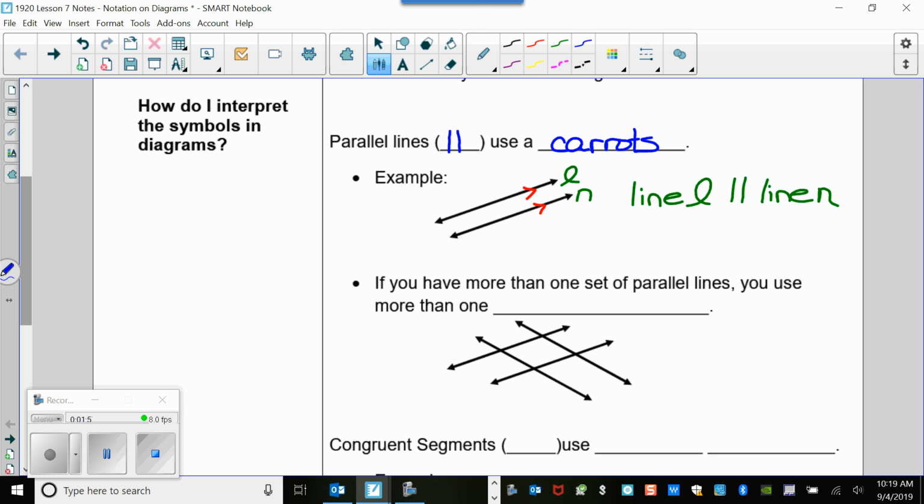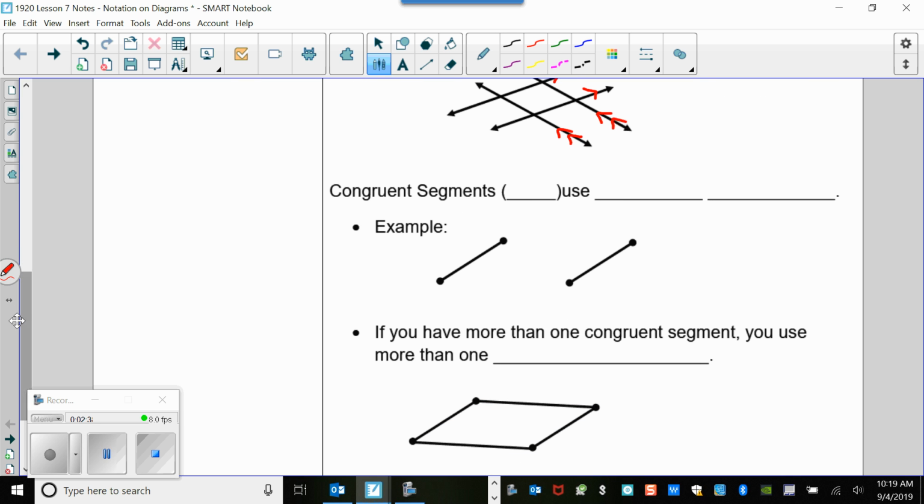If you have more than one set of parallel lines, you may use more than one caret. Again, they should be in approximately the same place on the parallel line. I would not put one up here and one down here. That's bad. And then for the other, I'm going to use double carets. You can use triple carets, quadruple carets. Once you get more than 3 or 4, it's time to switch colors so that maybe you have 1 in red, 2 in red, 3 in red, 1 in blue, 2 in blue, 3 in blue, that kind of thing.